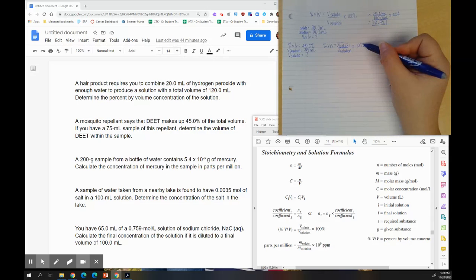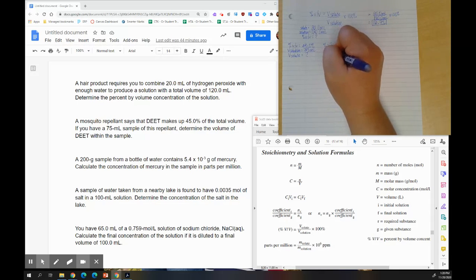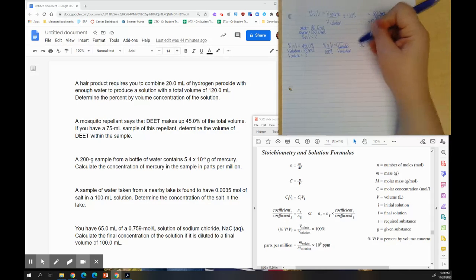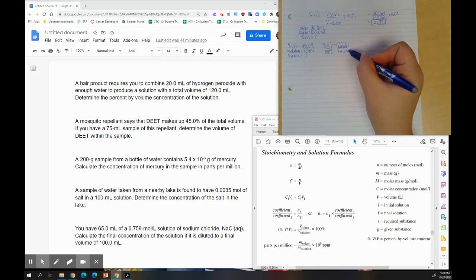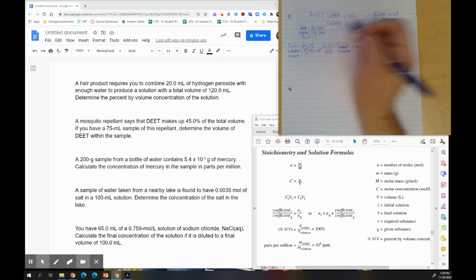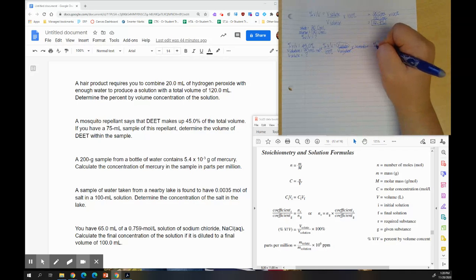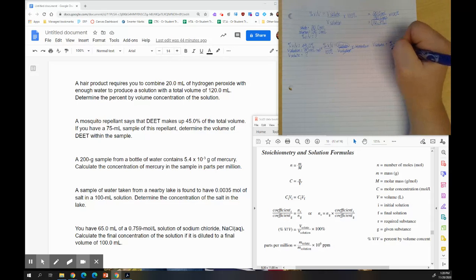We'll get rid of this 100%. The opposite of multiplying is dividing. So if I divide the other side by 100, that will get rid of that. And the opposite of dividing by V solution would be multiplying by V solution. So I'll times by V solution, and that cancels that out. I'm just going to rewrite this because it's a little bit messy. So my new formula is: my V solute is equal to percent volume over volume divided by 100% and times V solution.